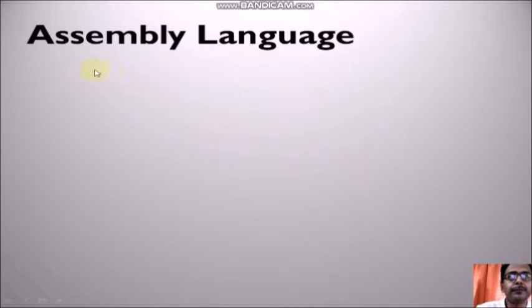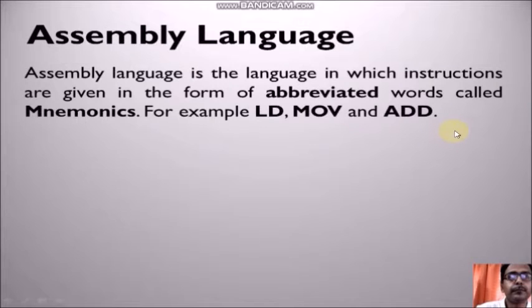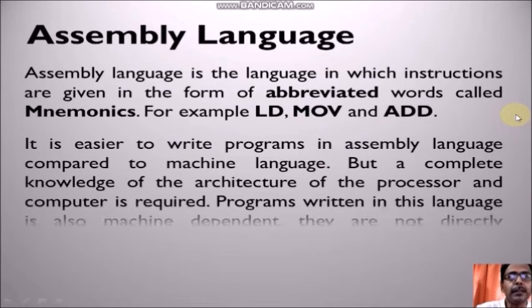Assembly language. Assembly language is a language in which instructions are given in the form of abbreviated words, short forms of words. These are called mnemonics. For example, LD for load, MOV for move, and ADD to add numbers, the sum of two numbers. So these are examples of mnemonics. They are used in assembly languages.